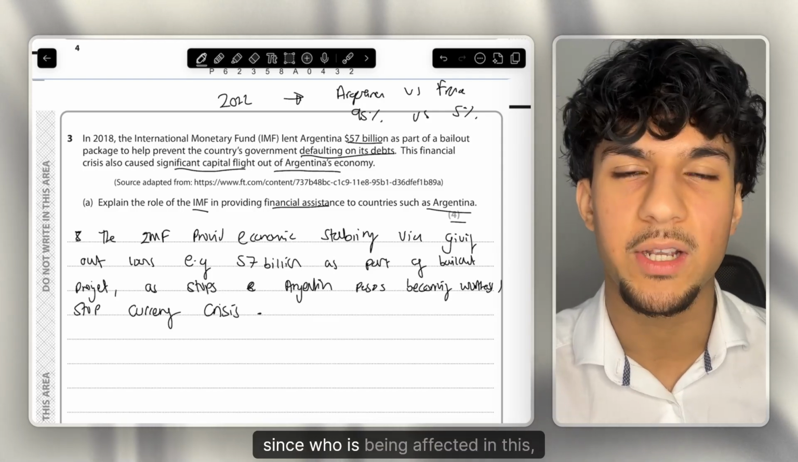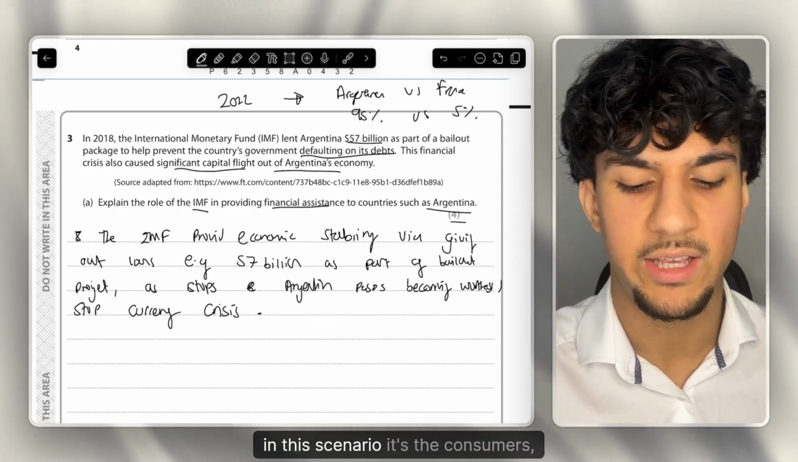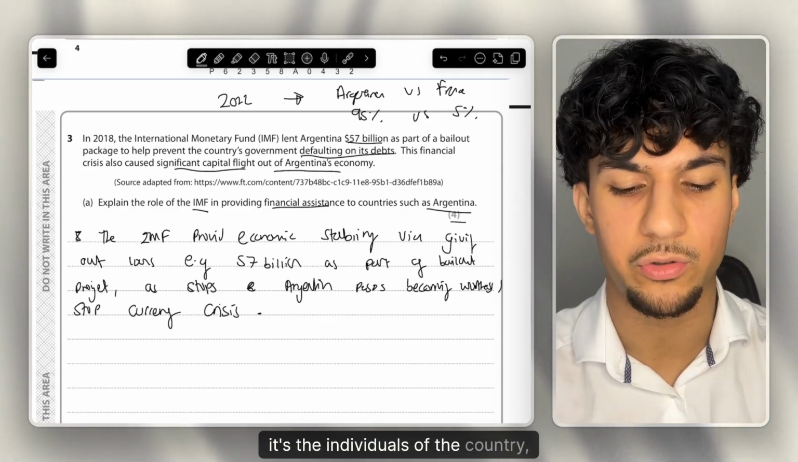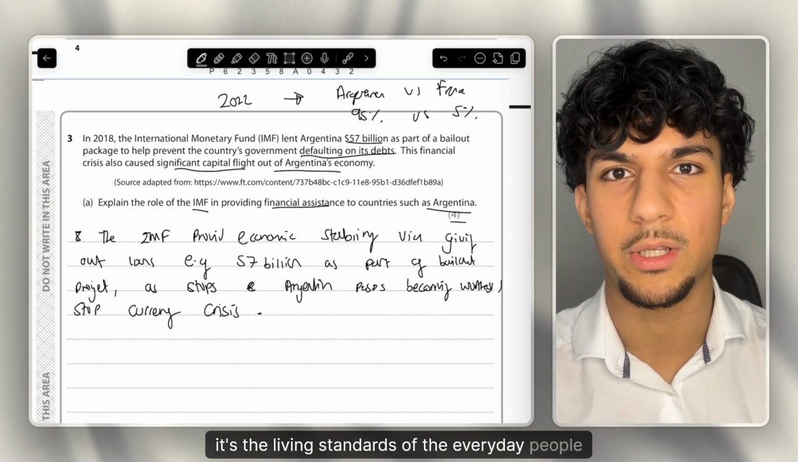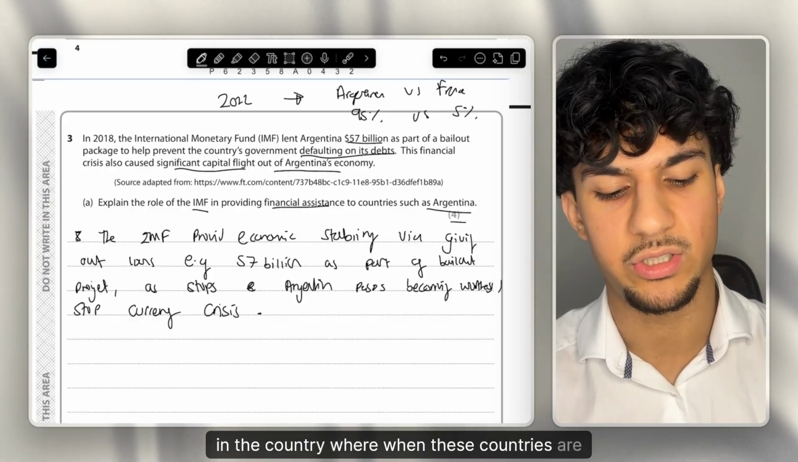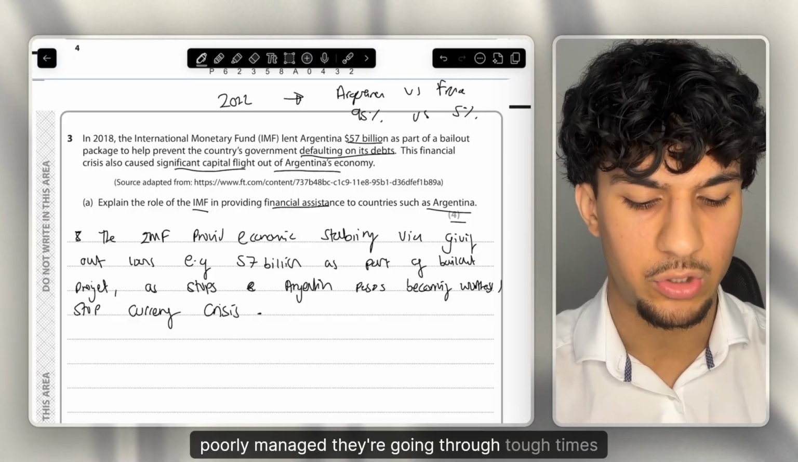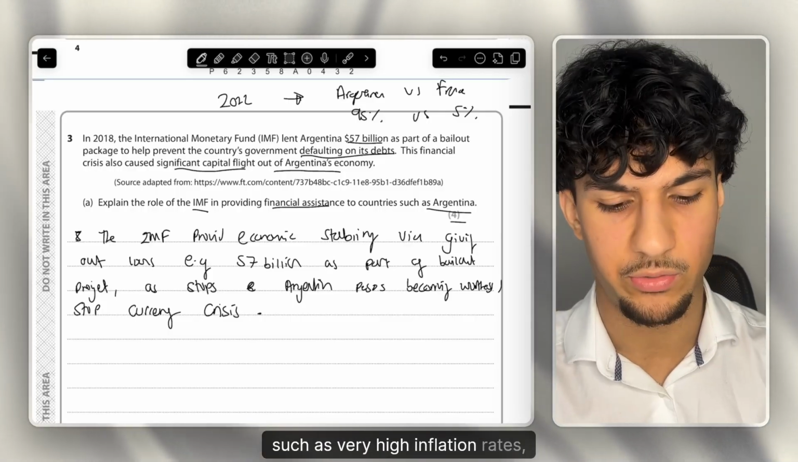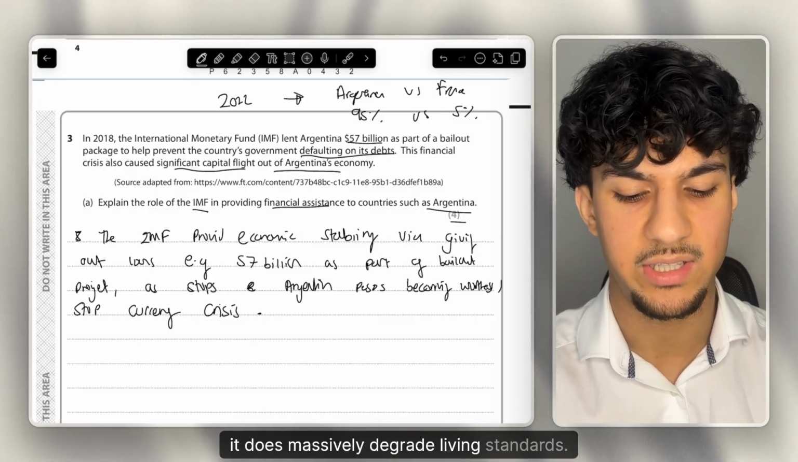Of course, since who is being affected in this scenario is the consumers, the individuals of the country, it's the living standards of the everyday people in the country, where when these countries are poorly managed, they're going through tough times, such as very high inflation rates. It does massively degrade living standards.